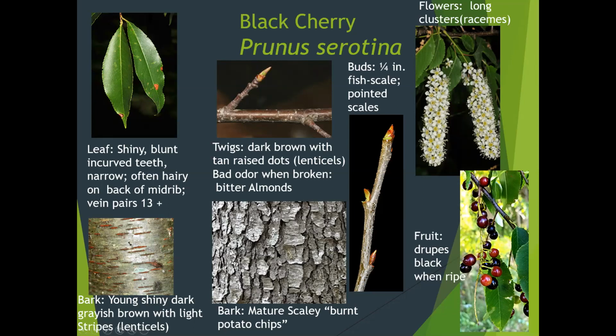There is a difference in the mature bark. This gets to be a really big tree. The choke cherry is a shorter tree. It tops out about 20 feet, but black cherry can get very tall. And it has this chippy looking bark. To me, it looks like burnt potato chips.